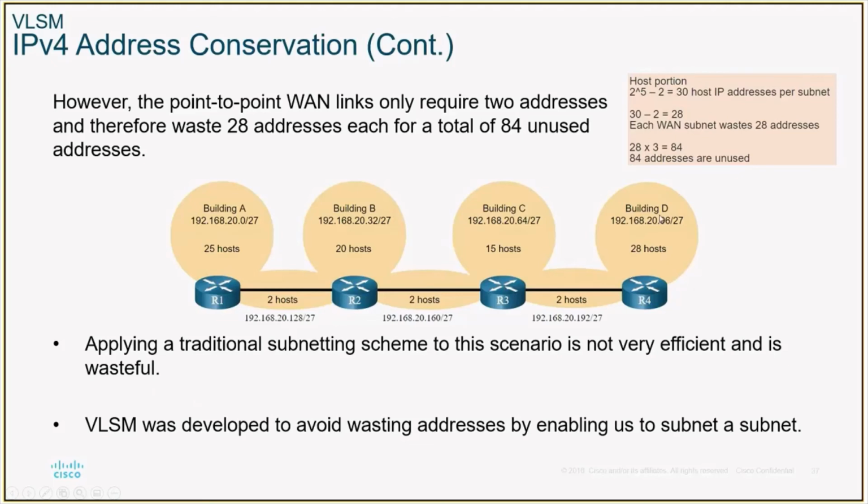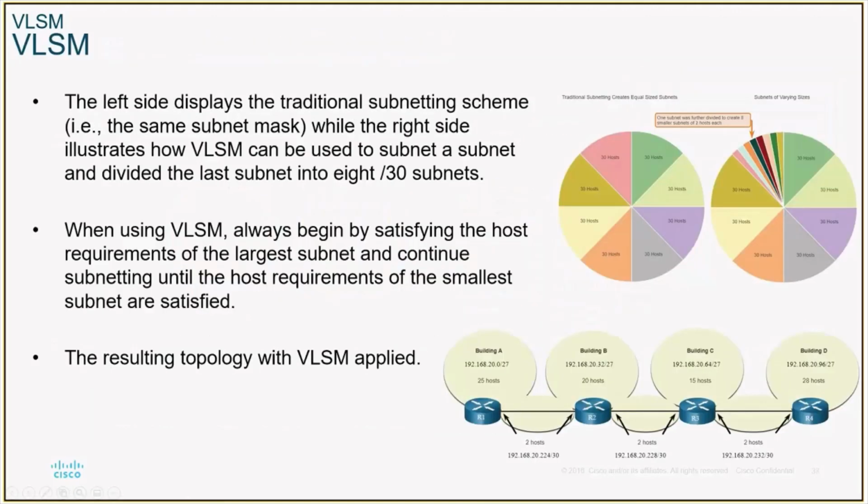Also, to me, 28 hosts is very close to that 30 hosts. Not a lot of growth space there. So even if you applied 10% growth, that fails. So you could probably give this a larger subnet and be very happy with it. Anyway, so the left side displays a traditional subnetting scheme, which is what I drew there. All the subnets get the same number of hosts.